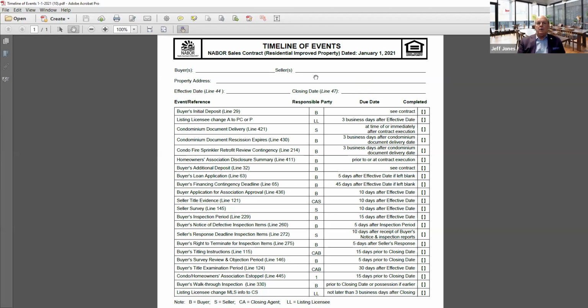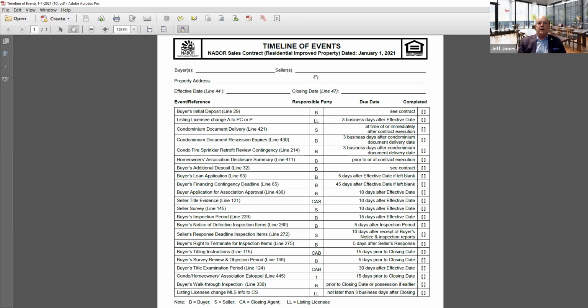This is all flowing right down the line till you hit closing. Buyer's walkthrough inspection, I think we've talked about that a lot of different times. One of the most important days in the contract for the buyer, it can be done the day before or the day of closing, or depending upon the buyer's schedule, a few days before closing.